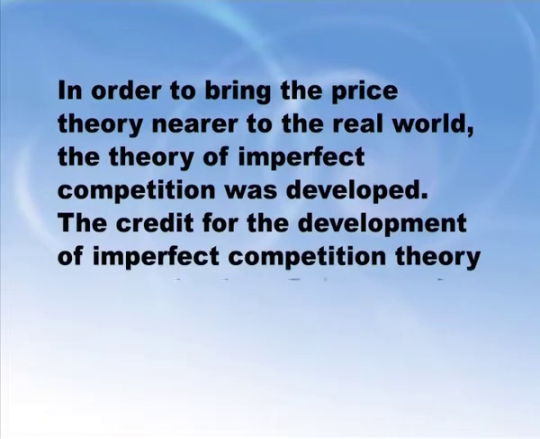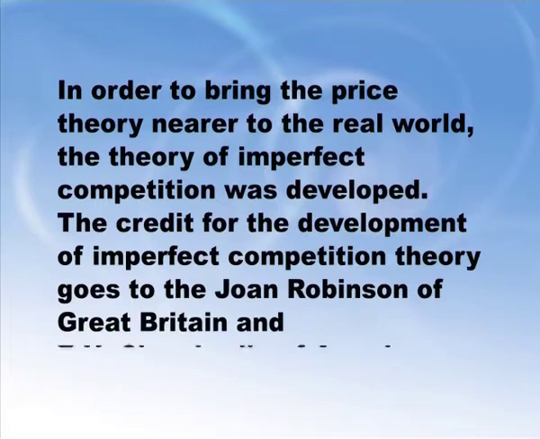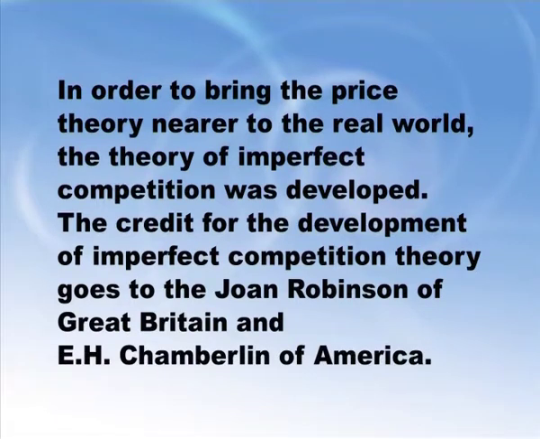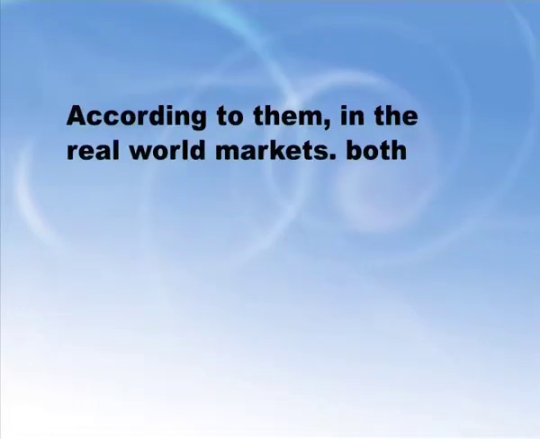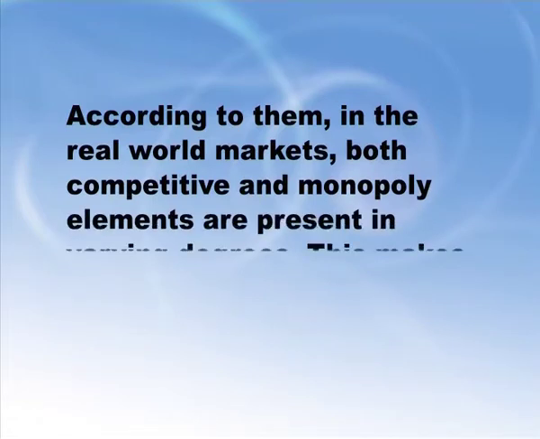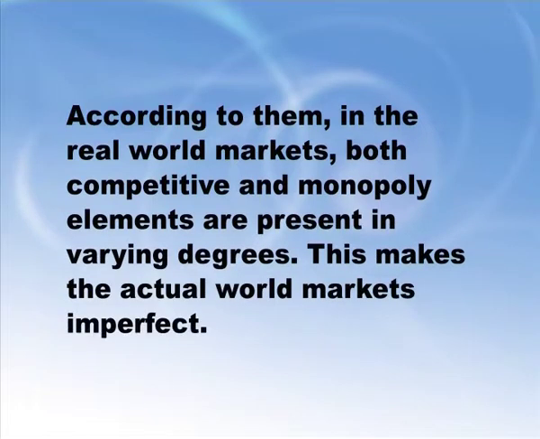The credit for the development of imperfect competition theory goes to Joan Robinson of Great Britain and E.H. Chamberlin of America. According to them, in the real world markets, both competitive and monopoly elements are present in varying degrees. This makes the actual world market imperfect. Imperfect competition is said to prevail when a firm exercises some influence over the price of its products. This influence over the price of the product is present when either the number of firms is few or, if the number of firms is large, the products produced by them are differentiated.